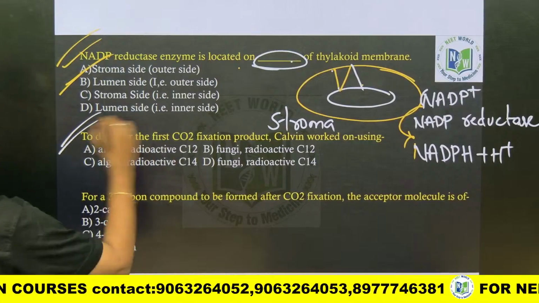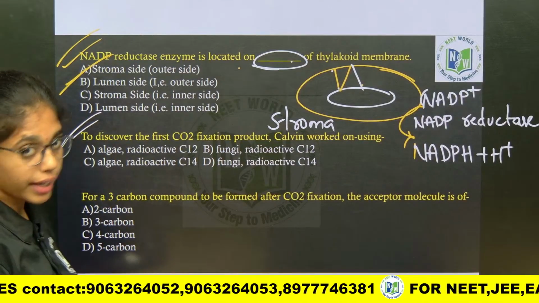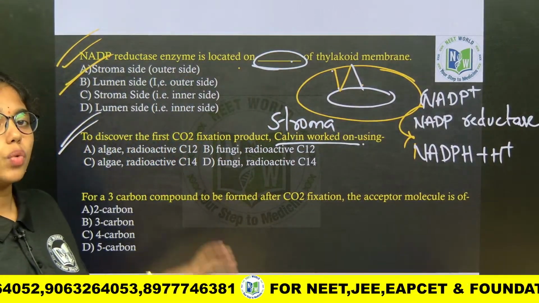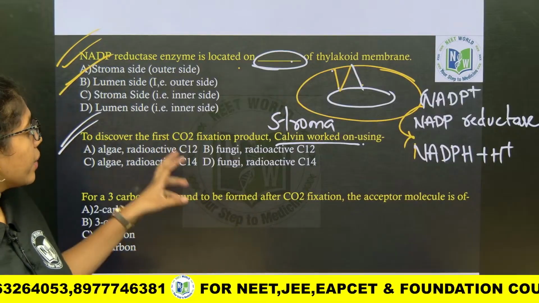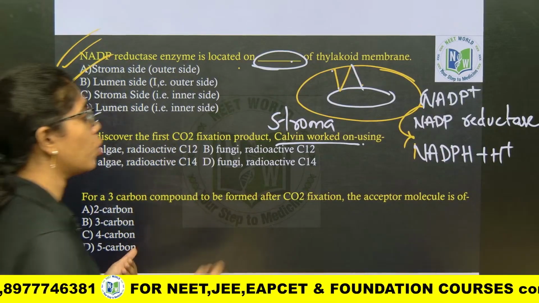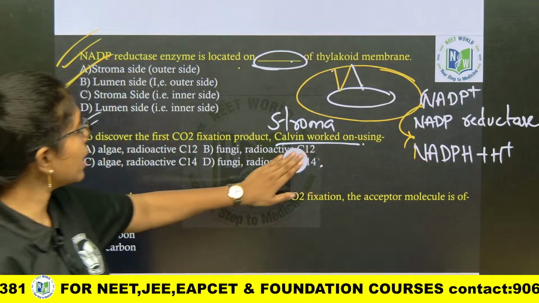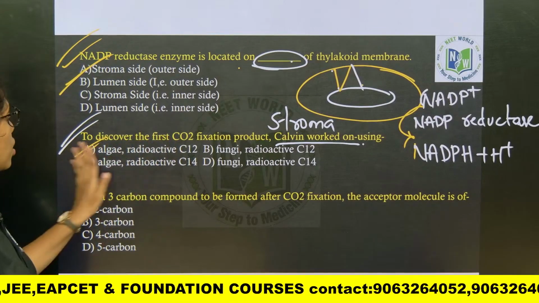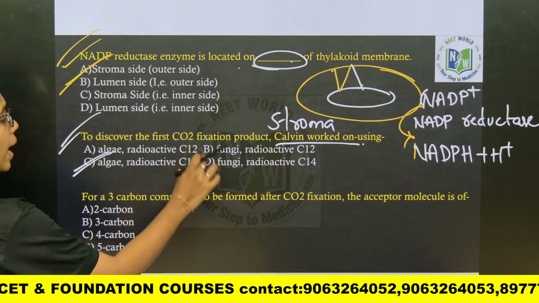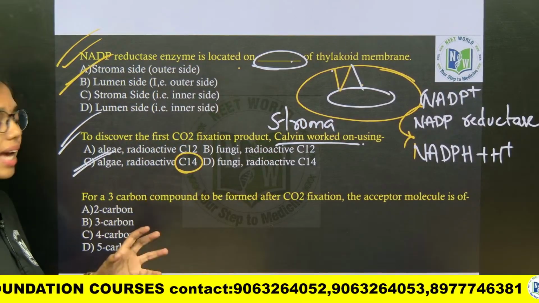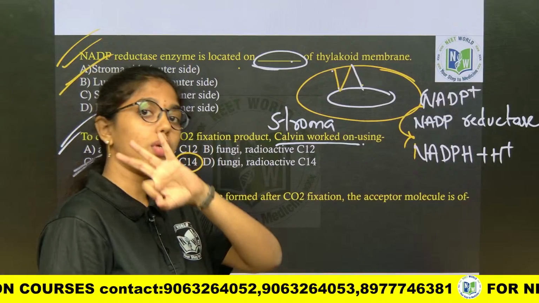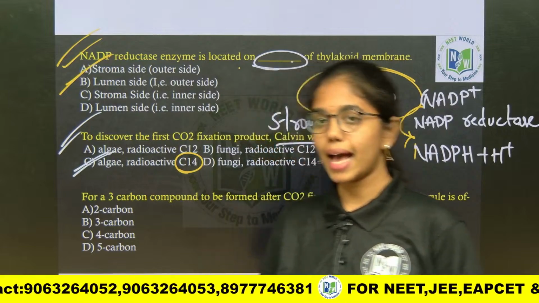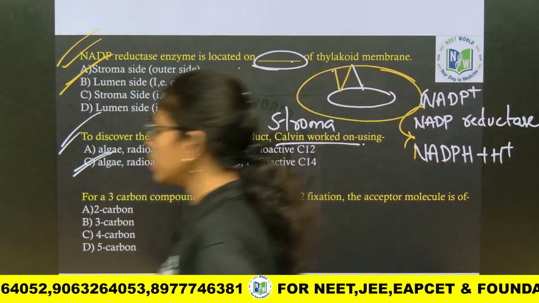Yes. Discover the first carbon dioxide fixation product. Calvin worked on using what? Okay. Melvin Calvin has worked on the algae, green algae, that is Chlorella, by taking the isotope C14. Okay, so C14 is the isotope and the model organism he has worked is algae. So, algae and radioactive isotope of carbon is C14. With that, he has discovered the Calvin cycle with 3 steps, saying that the primary product formed is 3-phosphoglyceric acid. Clear, ma? Look into this question.